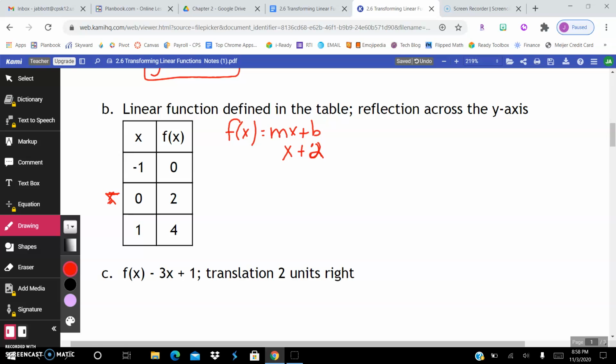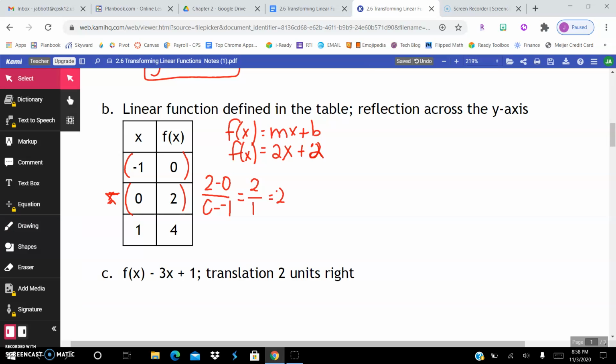So I'm going to take the first 2 points and figure out the slope: y2 minus y1 over x2 minus x1. So 2 minus 0 is 2. 0 minus negative 1 is 0 plus 1, so that would be 1. 2 over 1 simplifies to 2. So our slope is 2. So the equation for this line is f of x equals 2x plus 2.